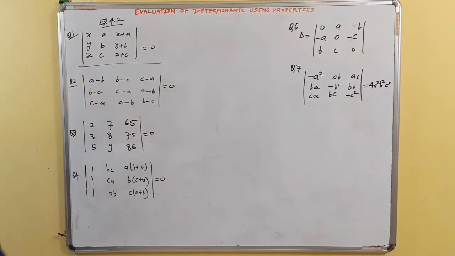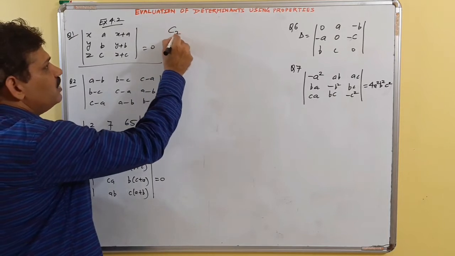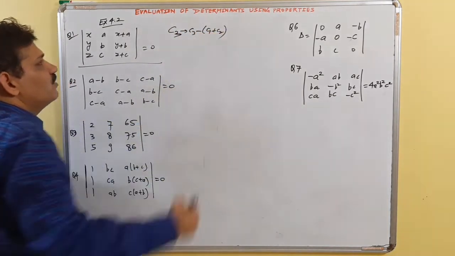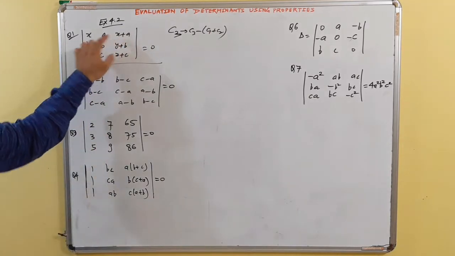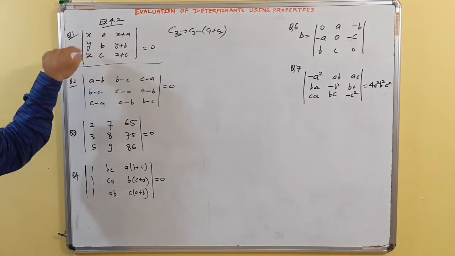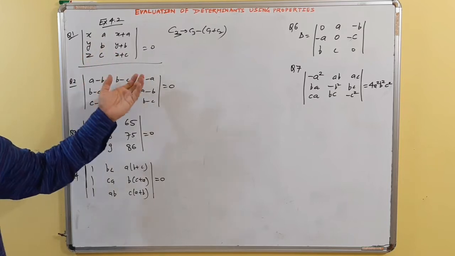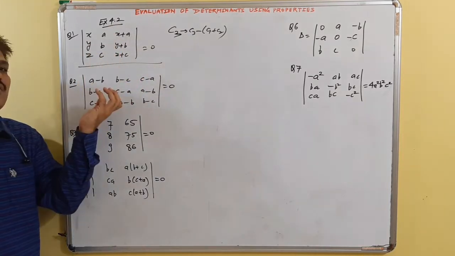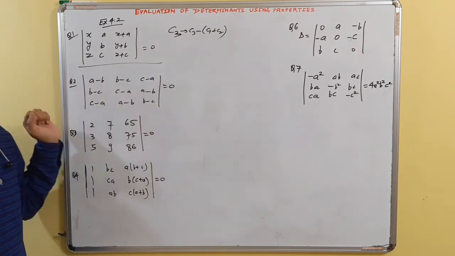We can observe that if C3 becomes C3 minus (C1 plus C2), then X plus A, X and A both cancel, Y and B cancel, and Z plus C cancel. So we get all zeros. As soon as we get all zeros in a row or a column, the value of the determinant is 0.